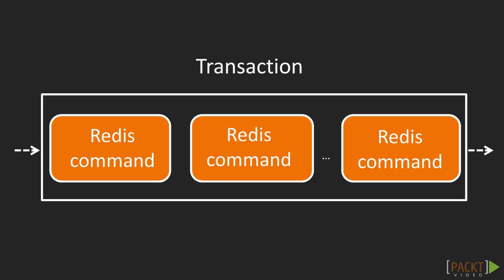First of all, a definition. A transaction is a single unbreakable unit of work performed by a database management system that is not affected by other units of work. In practice, this means that several Redis commands are performed sequentially in an isolated way, such that either all commands are successful or no commands are performed at all.